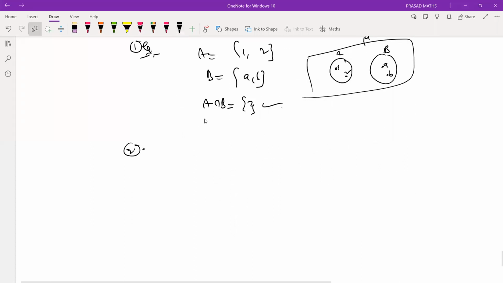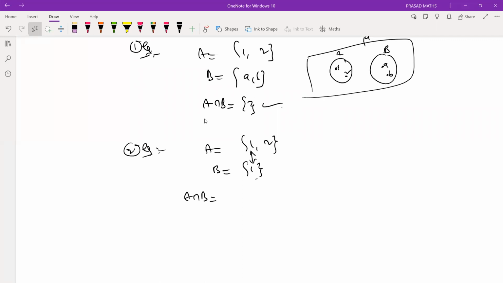Suppose if I restrict the condition, the same example, if I take B equals 1. What is the intersection of A and B? 1, sir. We can have only one common element, so that is nothing but only 1. So we can represent these two sets like this. 1 is here. A contains two elements, and 1 is in common. First you fix the common element. This is my common region.